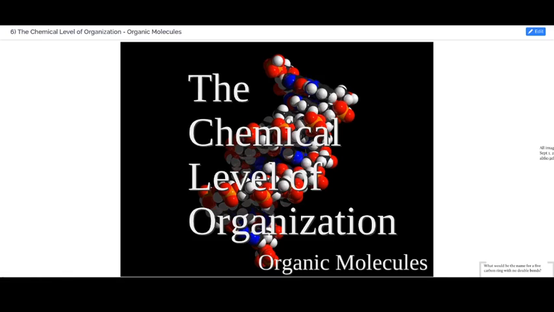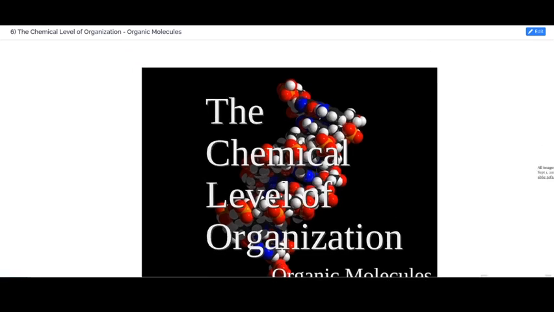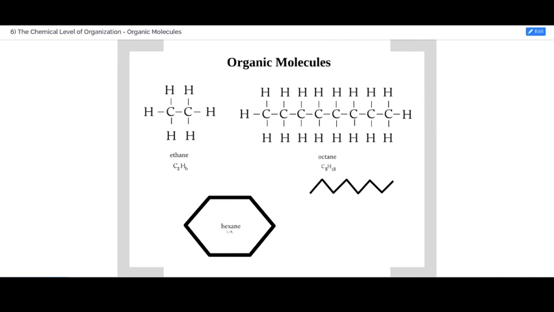Considering the levels of organization that are relevant to the human body, we want to start with the chemical level of organization, which would be the lowest or simplest level from which everything else is composed. Besides water, most of the molecules that we'll be considering would fall into a group called organic molecules. Now, what makes a molecule organic is that it contains carbon.